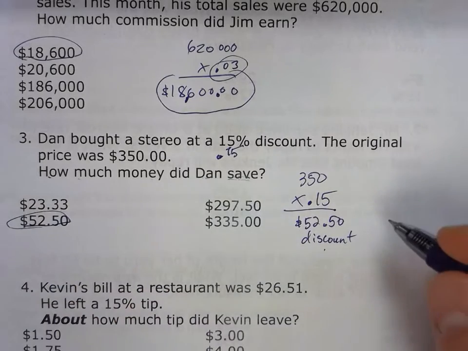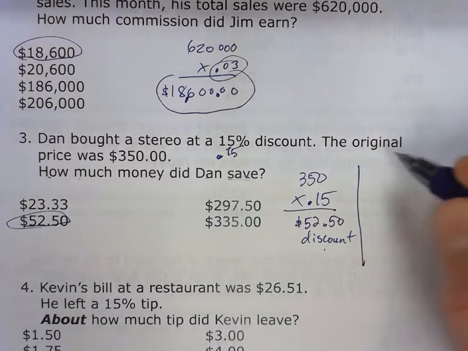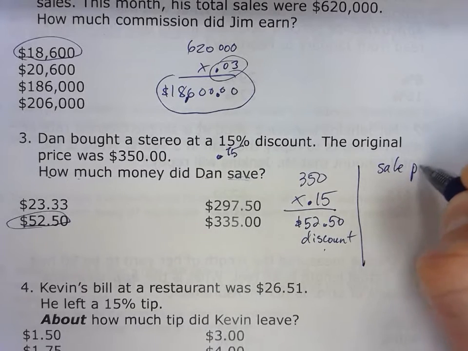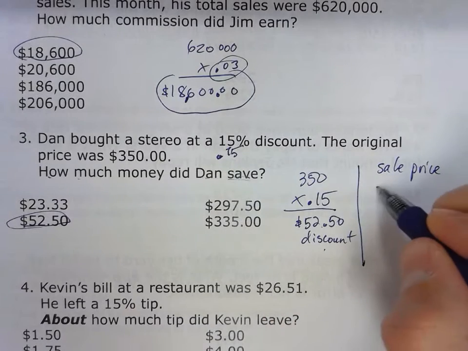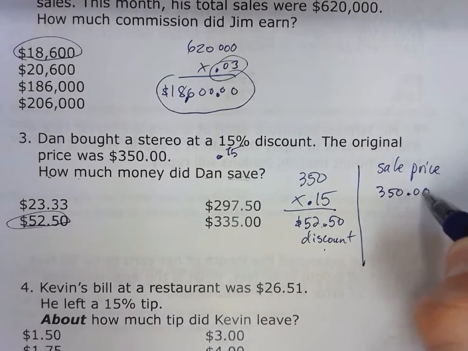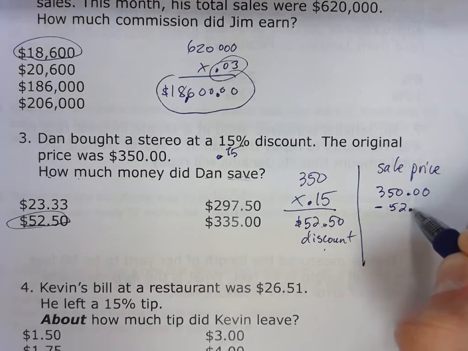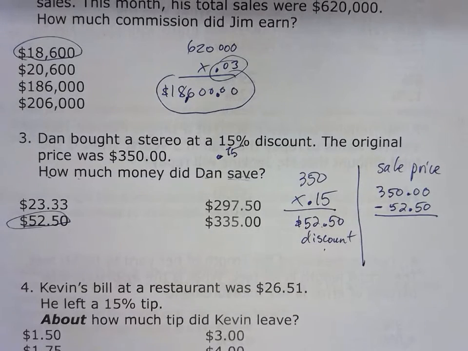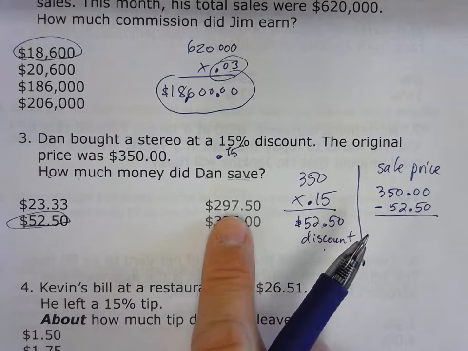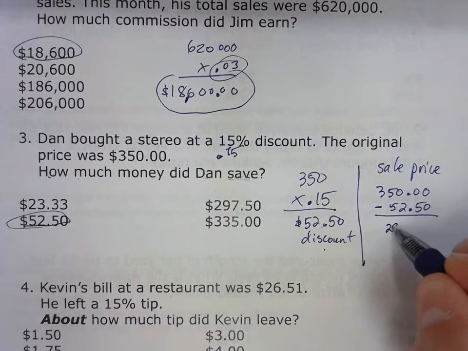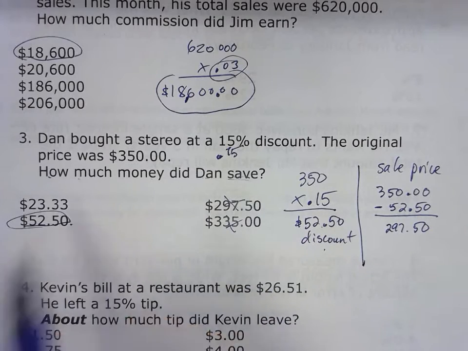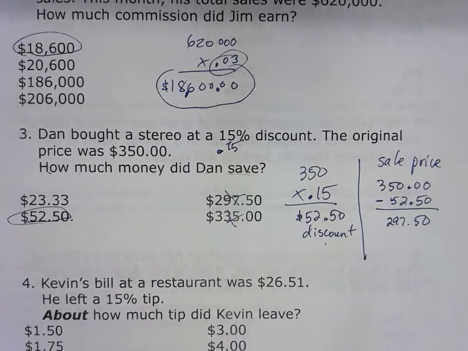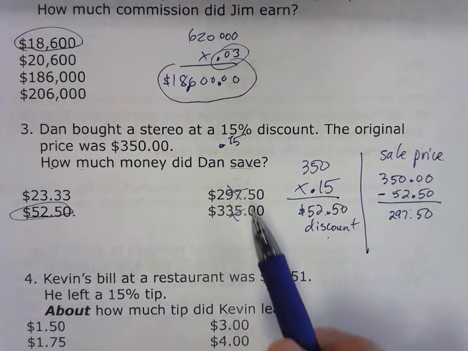Now, if it asks you what the sale price was, you would go one more step. It's not asking you that in this question, but this is just review. So if you needed to get the sale price, you would of course do 350, which was the original price, minus the 52.50, and that would give you the sale price. I think that might be the 297.50 right there. That's a distractor answer, so make sure you don't pick any of them. The money he saved is the discount. Discount means save. If it did ask for the sale price, you'd pick that one.